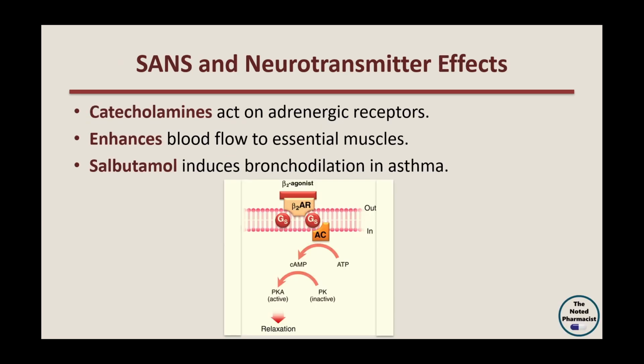The sympathetic nervous system relies primarily on catecholamines like norepinephrine, epinephrine, and to a lesser extent dopamine, which act on adrenergic receptors. These neurotransmitters modulate vascular tone, enhancing blood flow to skeletal muscles while reducing perfusion to non-essential organs. A practical example is the use of salbutamol, a beta-2 adrenergic agonist, to treat bronchospasm and asthma by inducing bronchodilation, mimicking the physiological effects of SANS activation on airway smooth muscle.